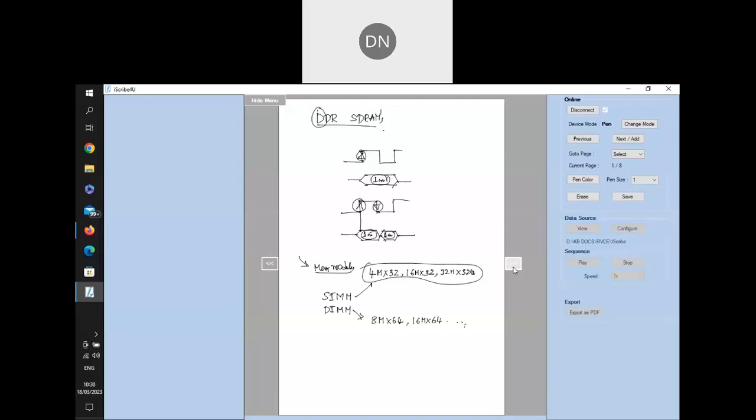The cache present inside the computer is generally built using SRAMs. So this is about how the different memories can be built in the computer.